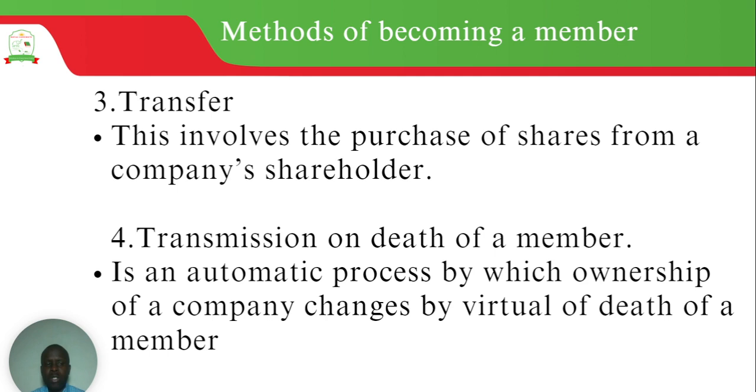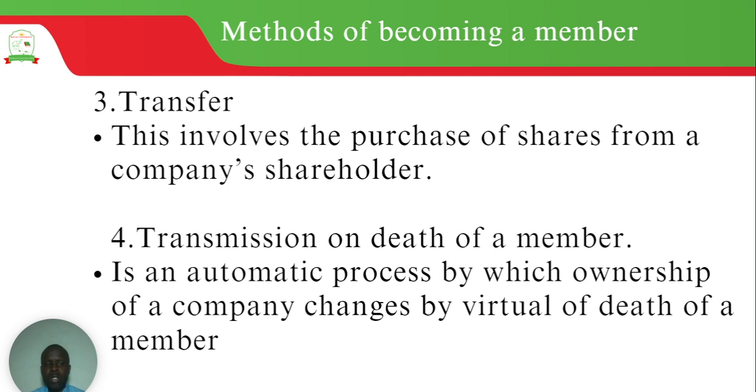The other one is transmission on death of a member. When death happens, it is an automatic process by which ownership of a company changes by virtue of death. So death signifies the end of a certain member in terms of owning shares, and that is a major thing that is happening currently.